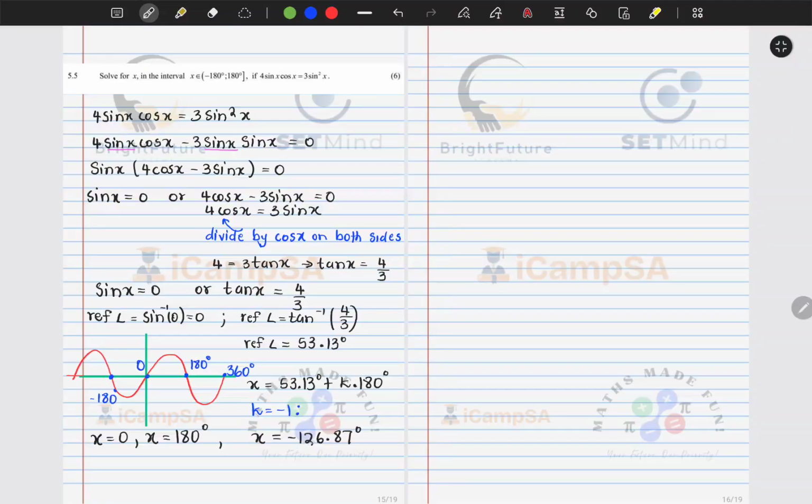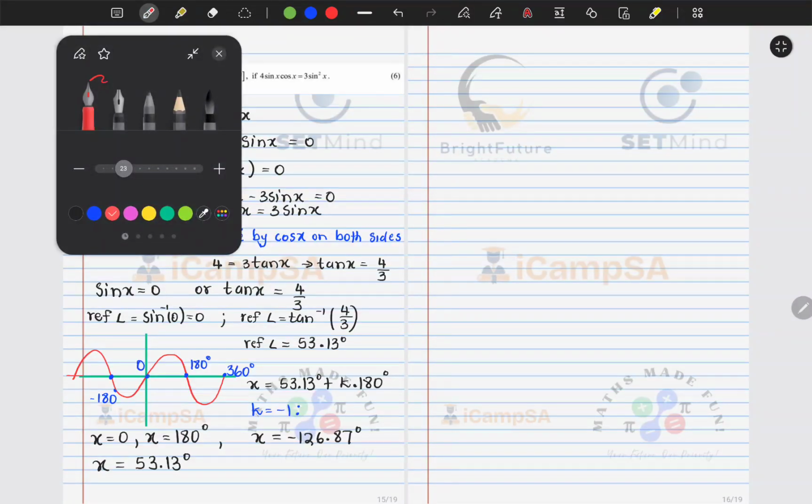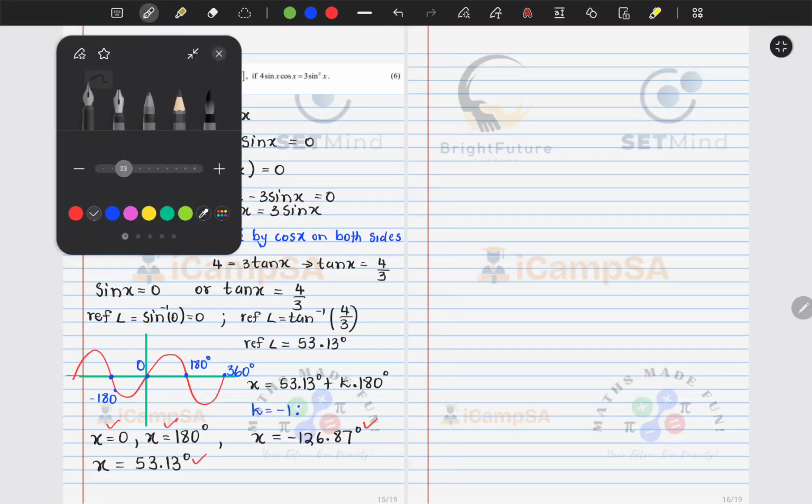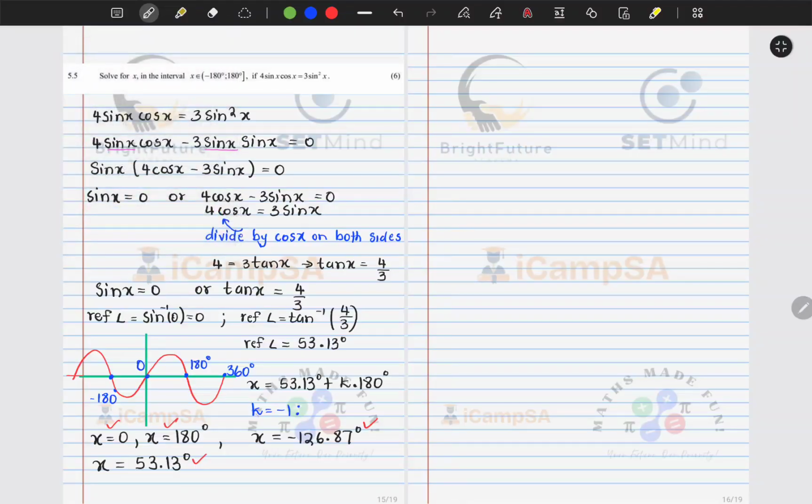So we have that as our answer, and we also have an x value that is 53.13 degrees. So these here become our answers. This one, this one, this one, and this one. I hope you guys understand. Just make sure that you do revise your general solution and you have a good idea of how these graphs look and how they work. Hope you guys understand.